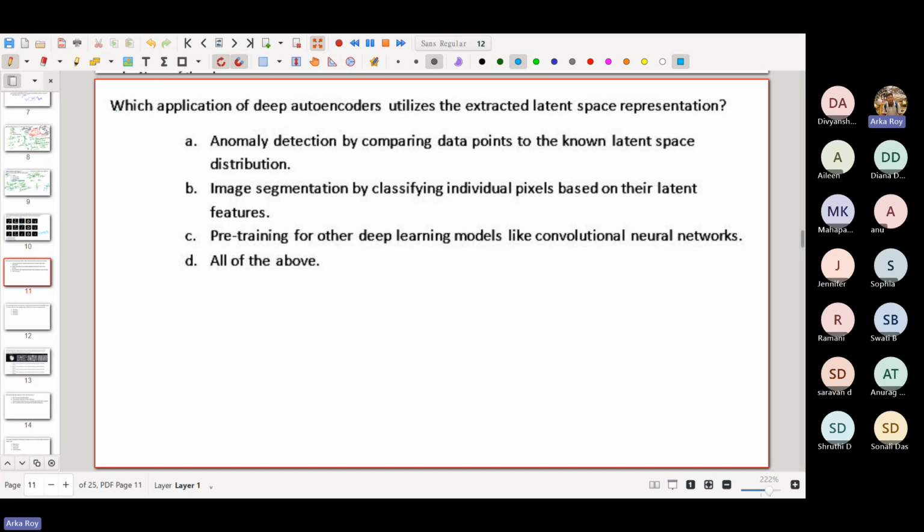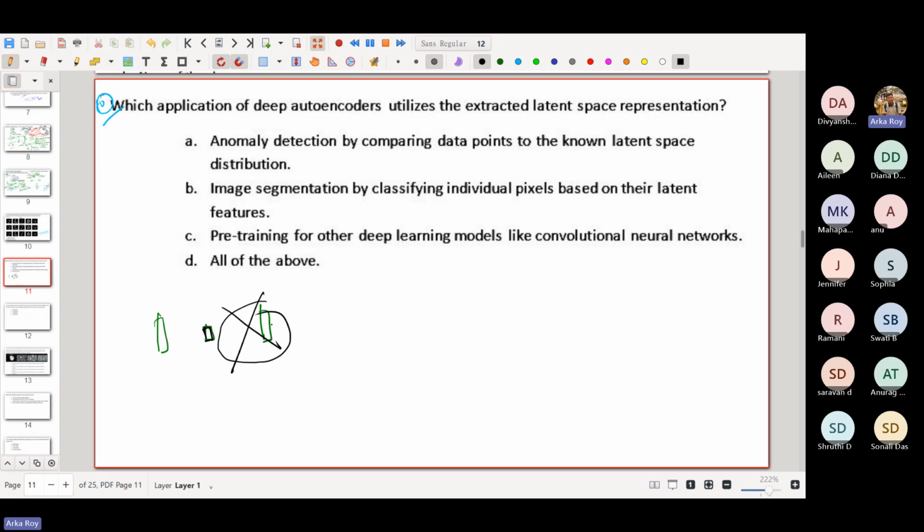Okay, so this is the last question, the 10th question. Which application of deep autoencoder utilizes the extracted latent space representation? So in the autoencoder, you have a latent space, and you have a decoder. In most of the cases, you'll see that we chop off the decoder if we have to use the hidden representation or the latent representation, because the decoder is just to train the autoencoder model.